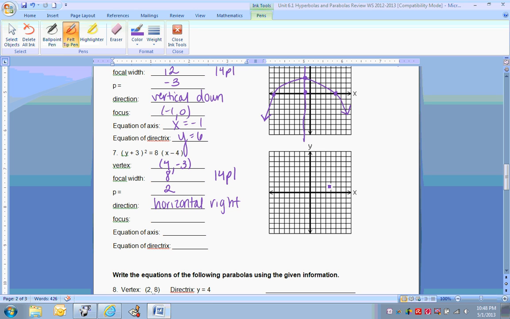So I plot my vertex at 4, negative 3. My p-value is 2, so I'm going to go 2 to the right. It's positive 2, so 2 to the right. And since my p-value is 2 to the right, my directrix is going to be 2 to the left.